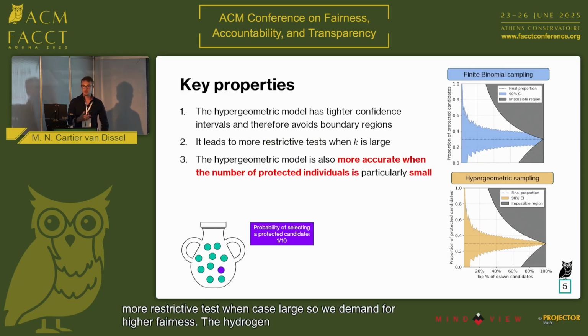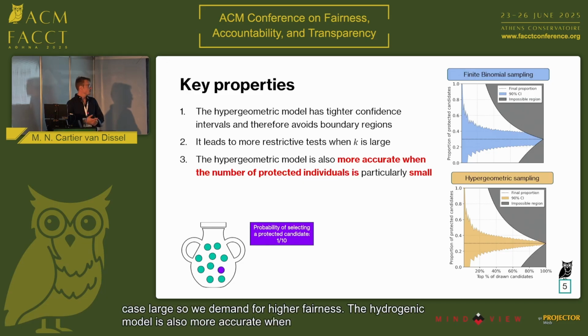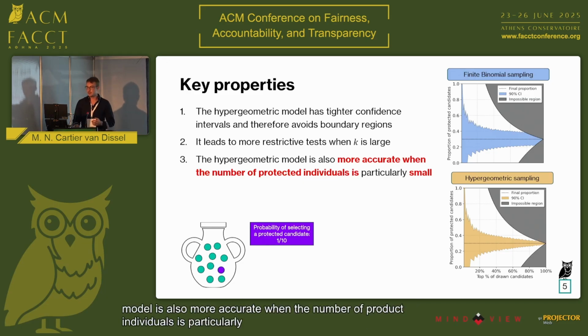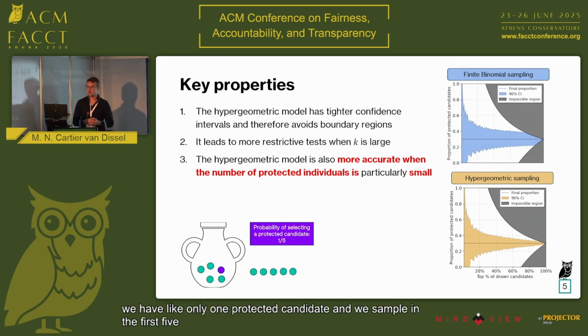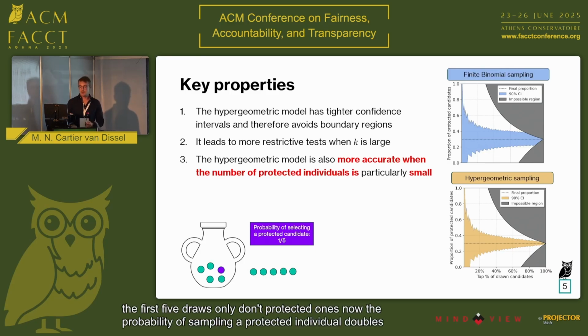The hypergeometric model is also more accurate when the number of protected individuals is particularly small. For instance, if we have only 1 protected candidate and we sample in the first 5 draws only non-protected ones, now the probability of sampling a protected individual doubles, while for the binomial model it will stay the same.